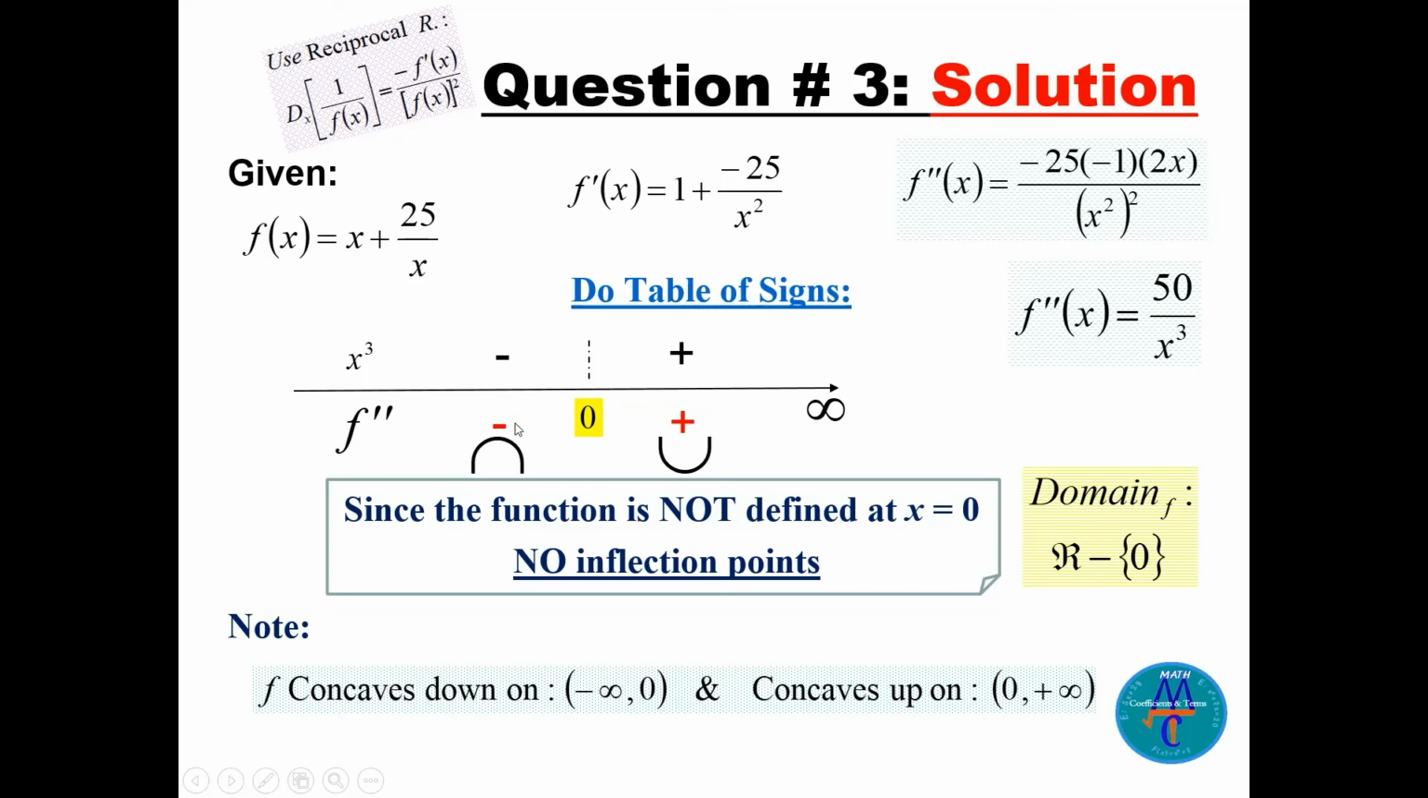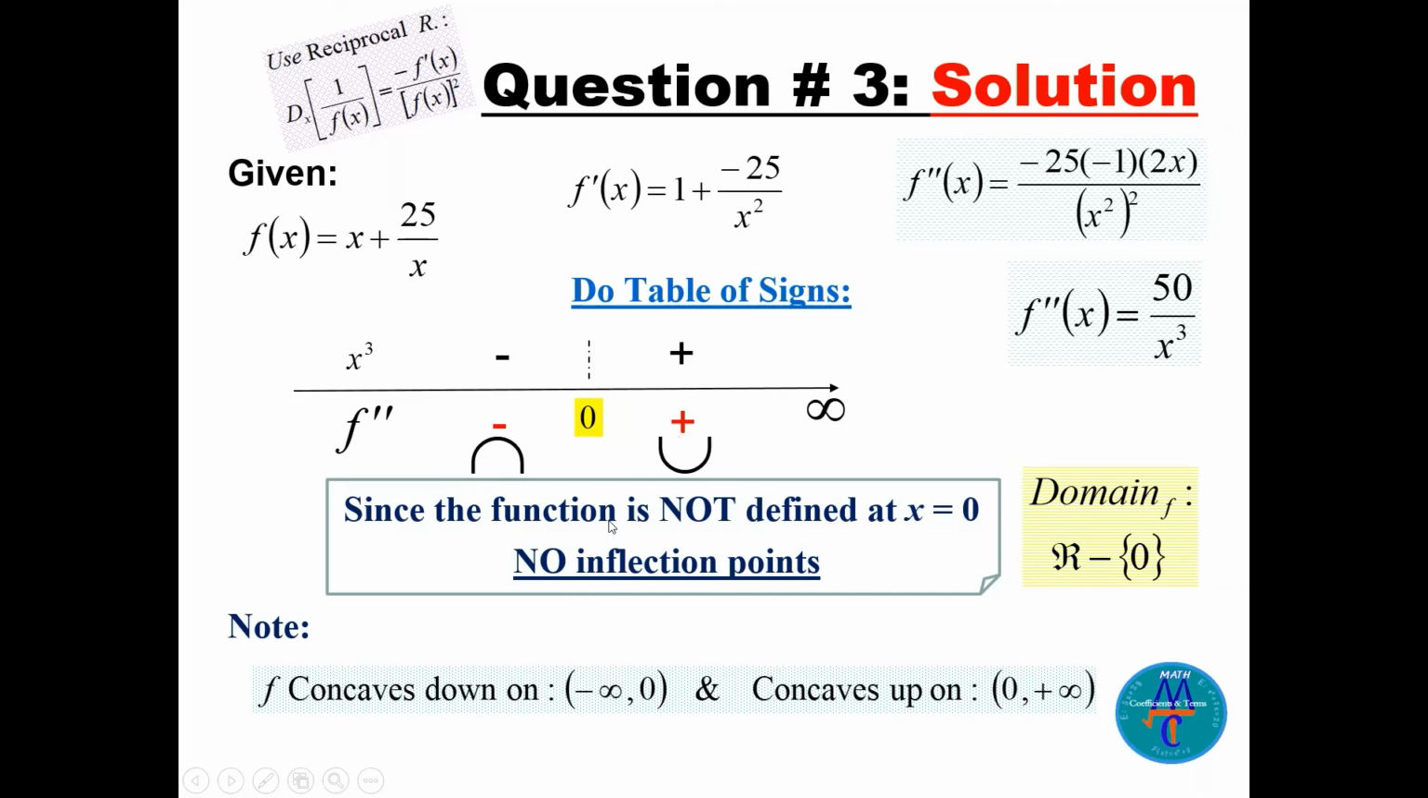So the function here concaves down, from minus infinity to 0. If we take any number between 0 and plus infinity, cube it, it will be positive. So f double prime will be positive. So we have the function here concaves up. So we have a change in concavity. See, this is a change in the concavity from minus to plus.